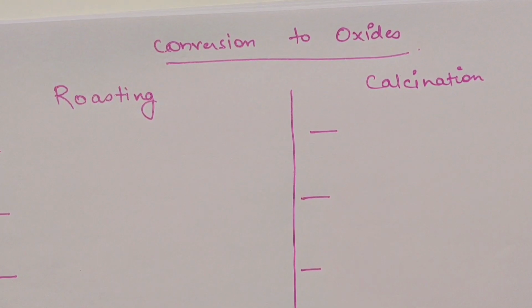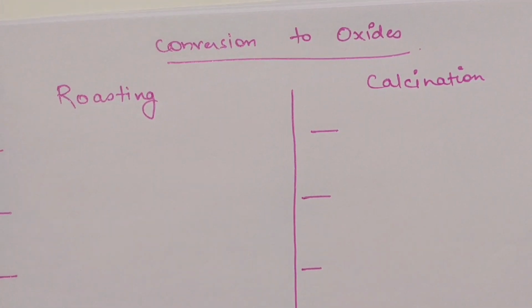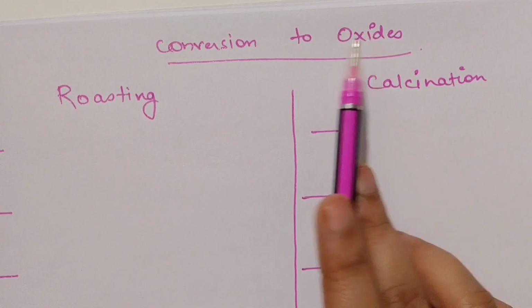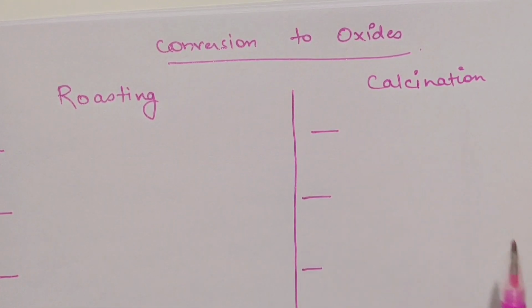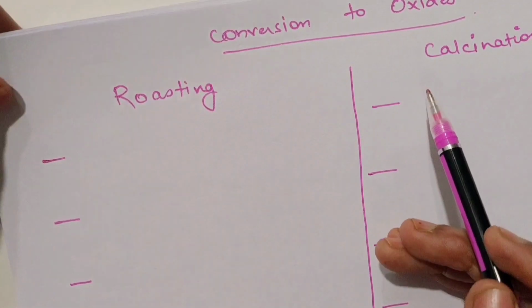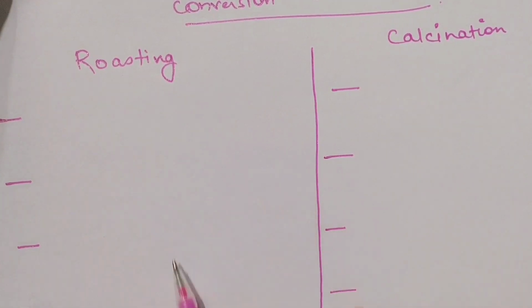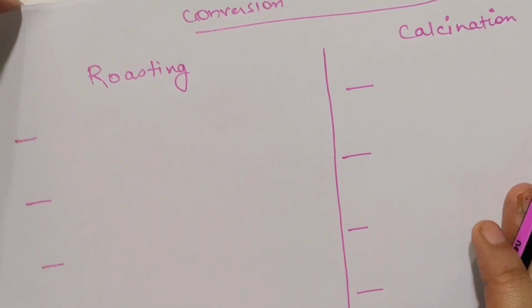Before going further with the extraction methods depending upon the reactivity of the metal, first let's discuss the methods to convert different ores, different minerals, into oxides. There are two ways of doing that: roasting and calcination. The difference is very commonly asked in board exams. So let's pay attention. We can write four differences.